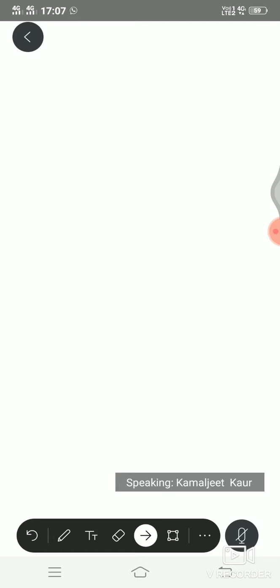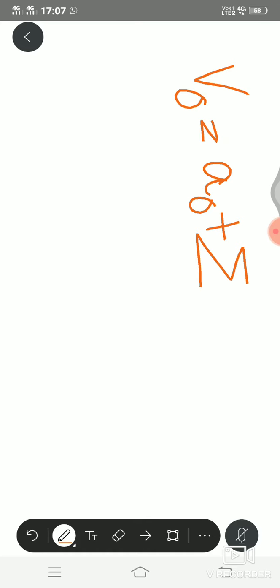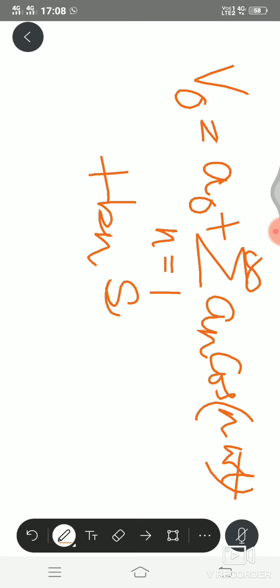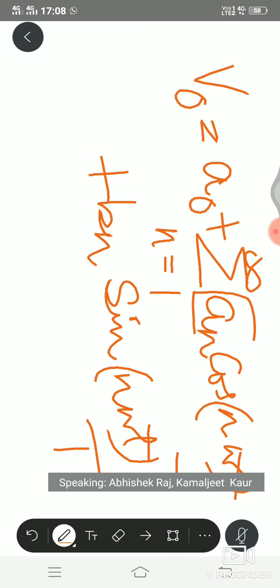Okay, Fourier series expansion, I'm just writing down. V naught is equal to, the basic formula I'm writing, plus. This is a basic formula, say equation number 4.